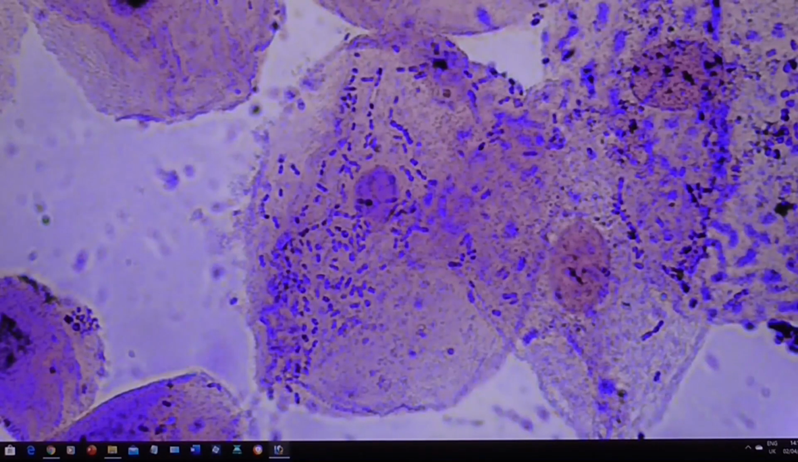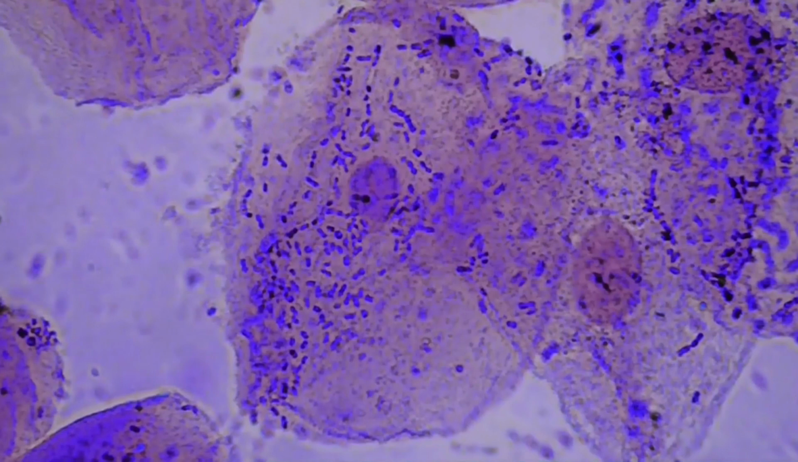Now we can look at human cells. These are the cells that line your cheek. They're stained purple to make them easy to see. In the middle you can see the nucleus, and those little purple stained dots all across the cell, they of course are bacteria. Your mouth is full of them. They help to keep you healthy.